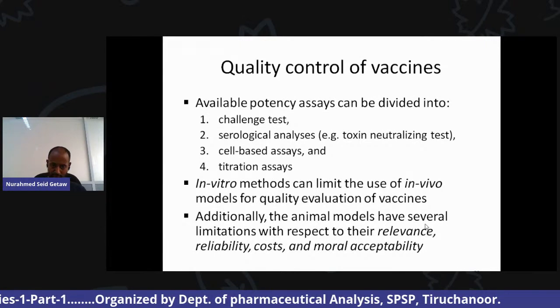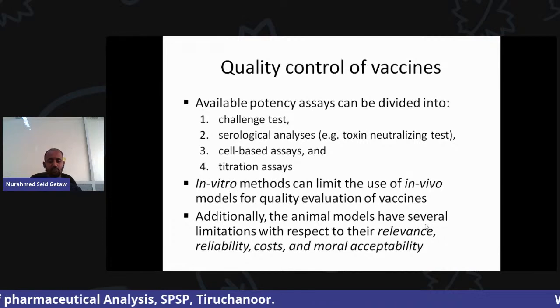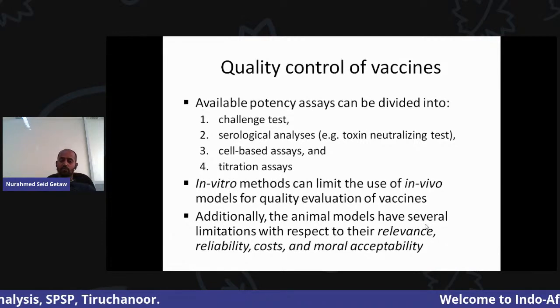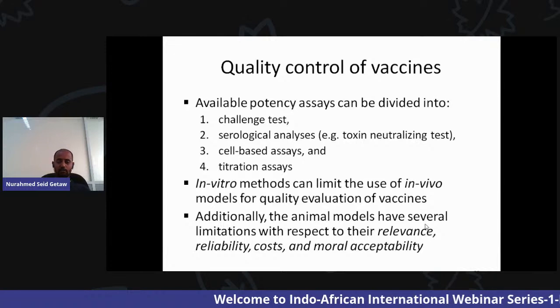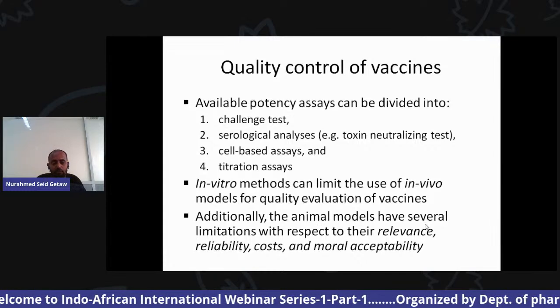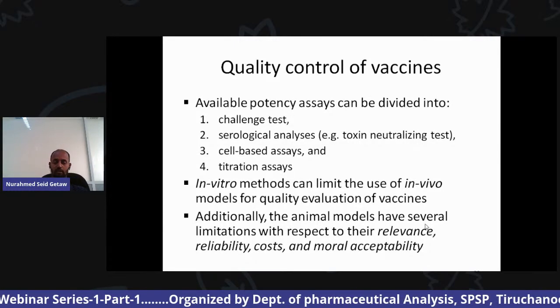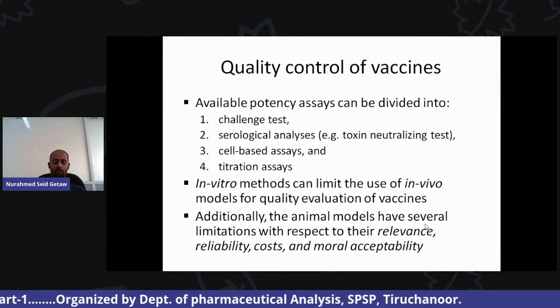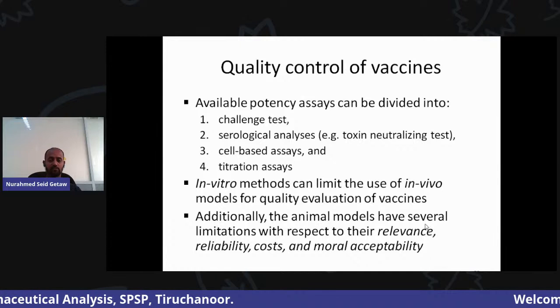The third class of these potency assays is cell-based assays. As their name clearly states, these assays are based on cells, and they may not make use of animals at all. And titration assays can also be used for potency assays.